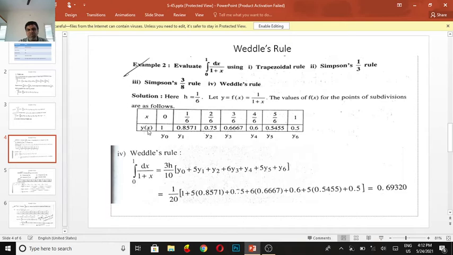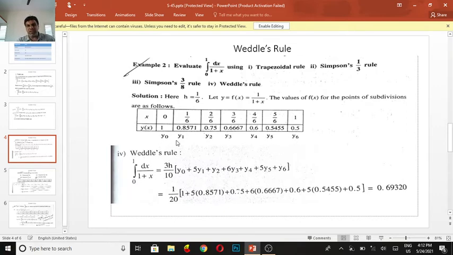The corresponding values of f of x are: if x is 0, f of x is 1. If x is 1 by 6, f of x is 0.8571. If x is 2 by 6, the value is 0.75. If x is 3 by 6, the value is 0.6667. If x is 4 by 6, the value is 0.6. If x is 5 by 6, the value is 0.5455. If x is 1, the value is 0.5. So if x lies between 0 and 1, the corresponding value lies between 1 and 0.5. This is the range here.